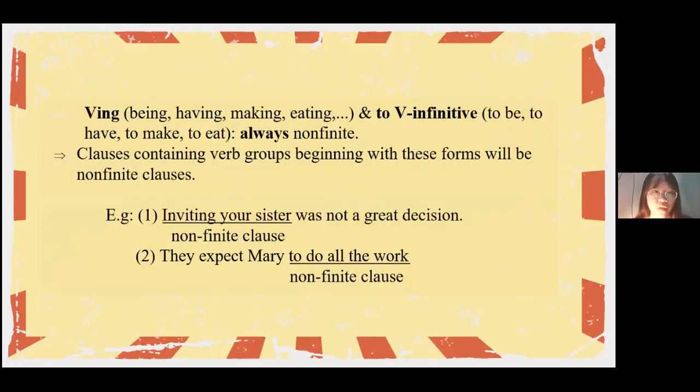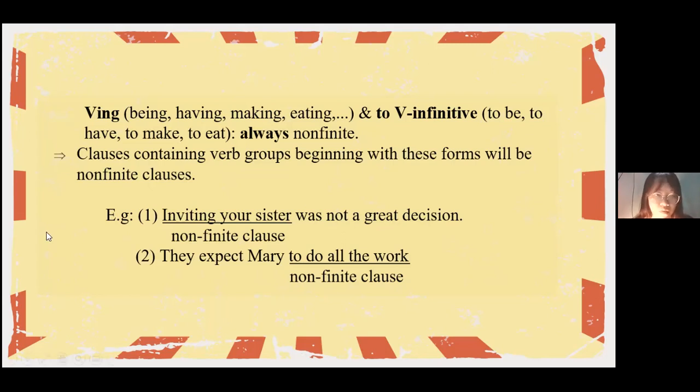And let's move to the details. In the verb forms, verb-ings such as being, having, making, or eating, and the verb infinitives like to be, to have, to make, or to eat, are always non-finite. So a clause containing a verb group beginning with these forms will be a non-finite clause.